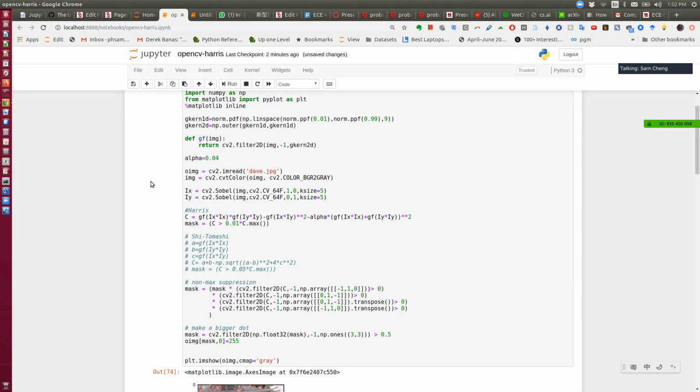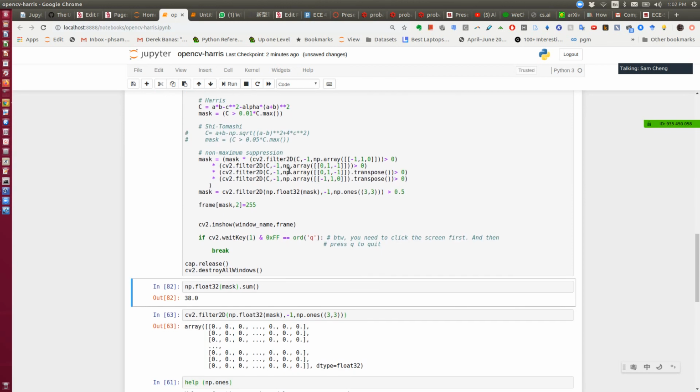Could you explain how the non-maximum suppression works? Maybe not, since it's our assignment, but yeah. The non-maximum suppression I did here, I tried to make it vectorized. So what I did is, you can think of it as comparing my current pixel with the next pixel.